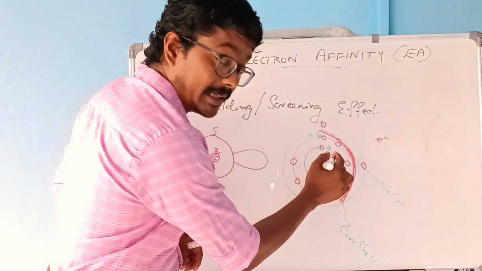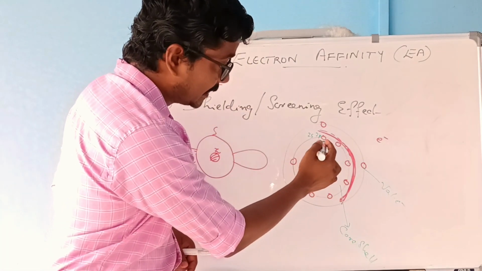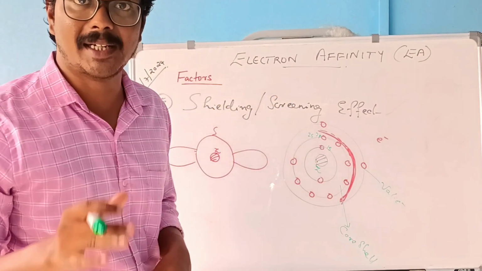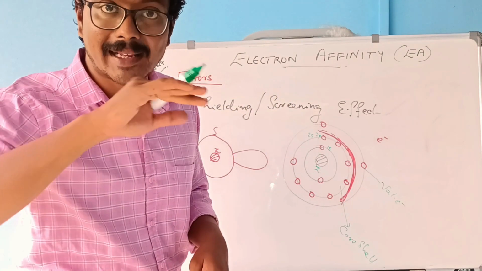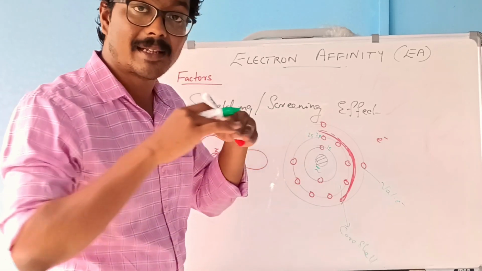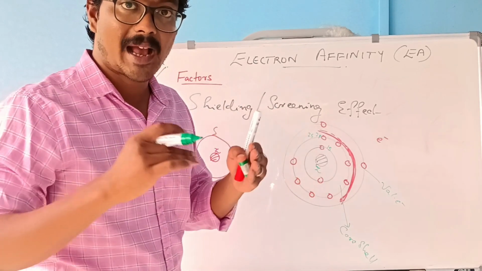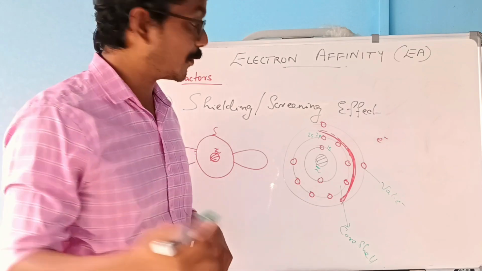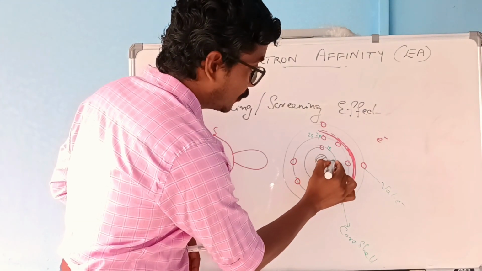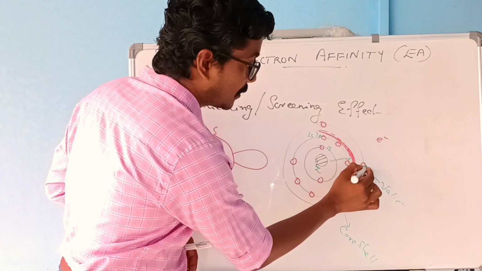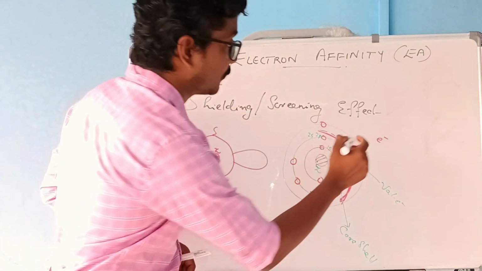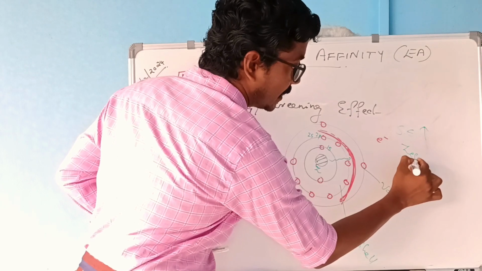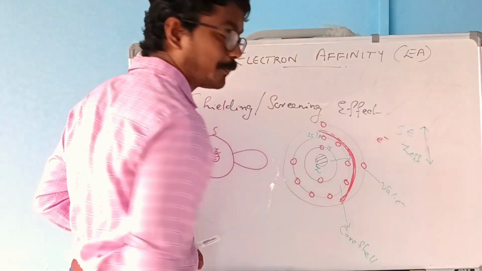Now the shielding effect: the core electrons will act like a shield, or like an umbrella, or like a screen. They shield the valence electron from the force of attraction of the nucleus. As a result, the nuclear charge felt by this valence electron decreases. When the shielding effect is more, the effective nuclear charge becomes less.